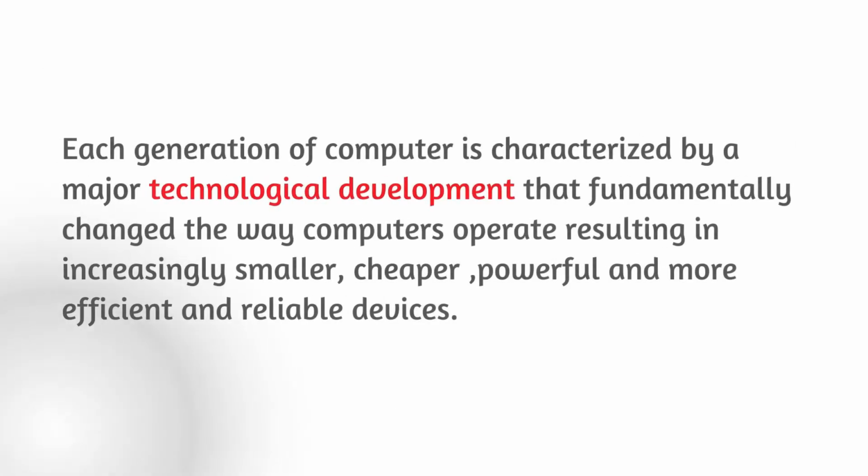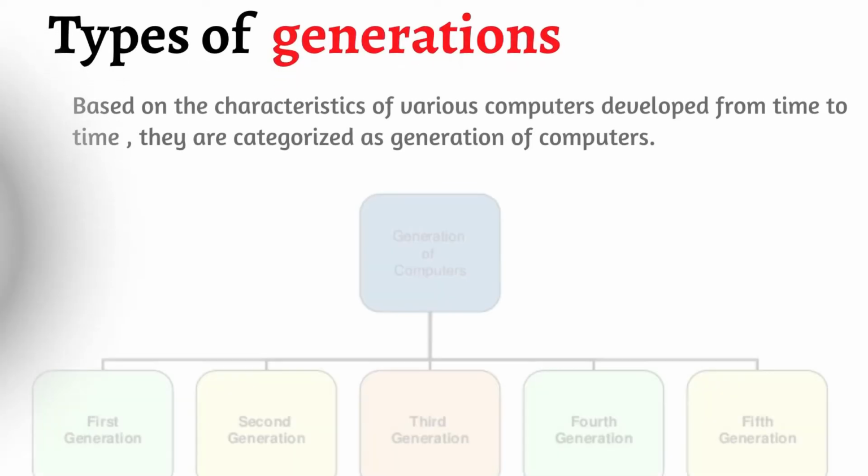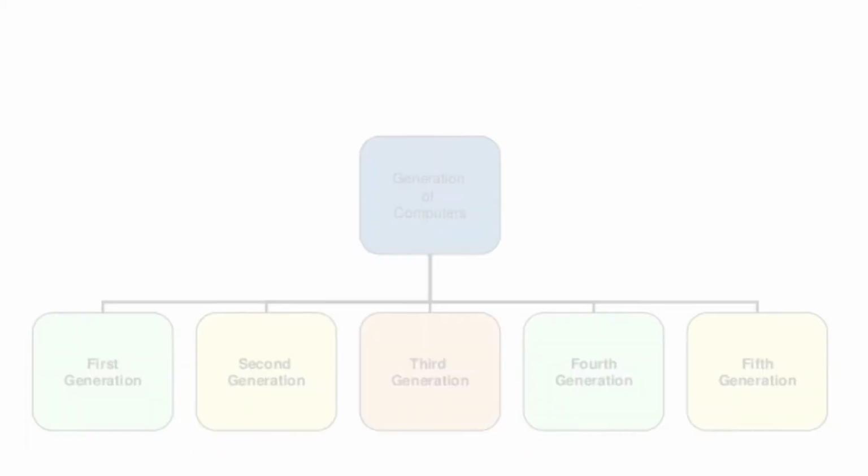Each generation of computer is characterized by a major technological development that fundamentally changed the way computers operate, resulting in increasingly smaller, cheaper, powerful, and more efficient and reliable devices. Types of generations. Based on the characteristics of various computers developed from time to time, they are categorized as generation of computers. They are: first generation, second generation, third generation, fourth generation, and fifth generation.